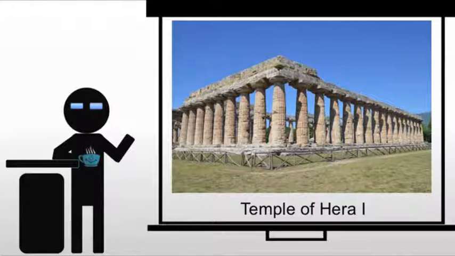So let's start looking at some temples. We'll start with the Temple of Hera I. And sometimes we'll have numbers associated with temples. That's because we have multiple temples to the same god in the same place. And this is a primary example of archaic Doric temple structure.